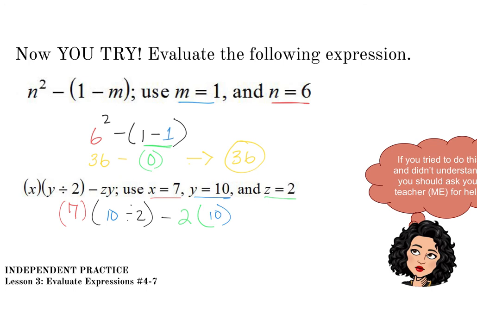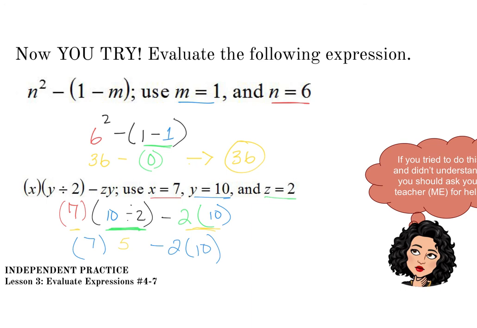Then order of operations says we're going to do grouping. Now, these parentheses are the only ones that represent grouping, because the parentheses around the 10 and the 7 mean multiplication because there's only one number inside the parentheses. So 10 divided by 2 is 5. Bring down the 7 for multiplication. Bring down the 2 and the 10.